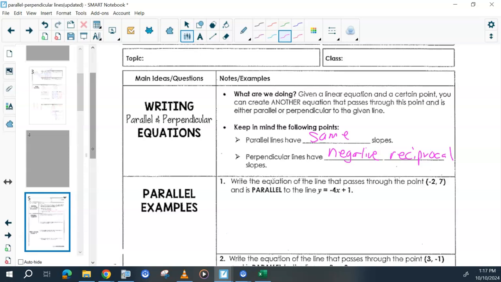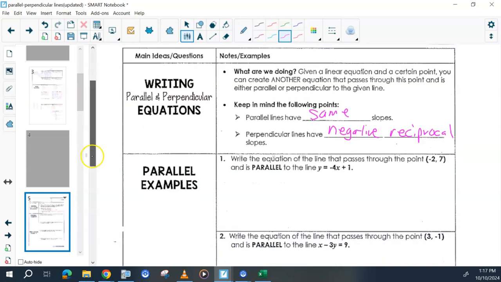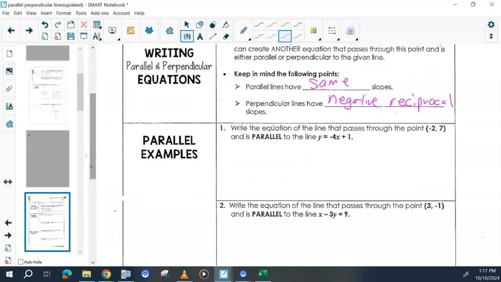So in these examples, we're going to be given some equation and a point. And we have to find another equation that is parallel or perpendicular to the original. So this will be very similar to when we were writing equations and we had a slope and a point. Similar but different. So we're going to use a mixture of our point slope and our slope intercept form. So I'll rewrite our point slope. Just like the writing test, you'll need to be able to do this.